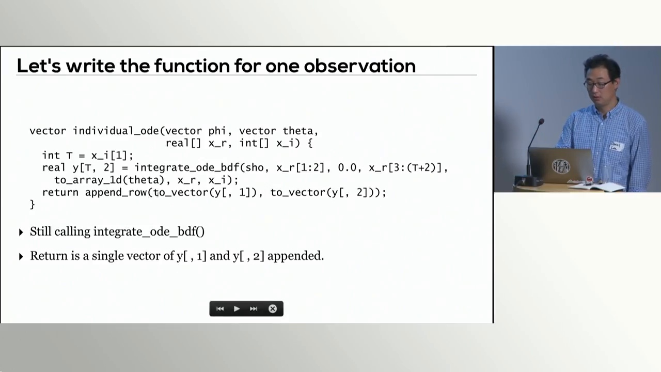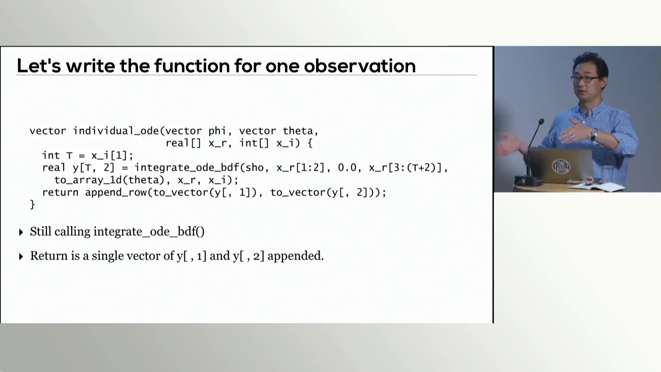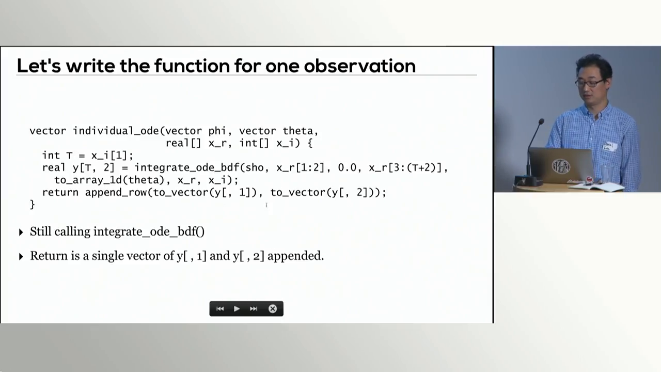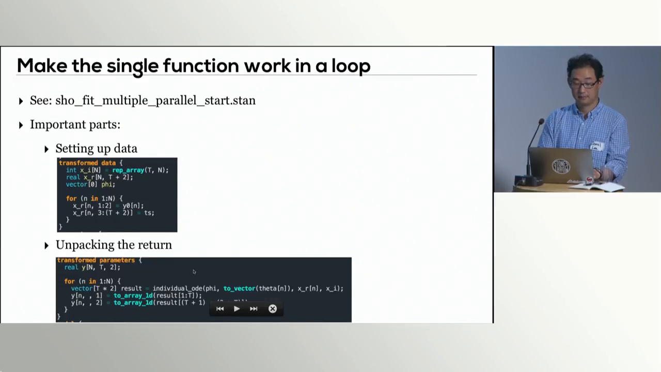And when I return, I'm going to take the output that I'm used to, this real y_t, slice off the first column and change it into a vector, slice off the second column, change that into a vector, and append them together. So it's one long vector with the first set of elements, then the second set of elements. I could have done this in any number of ways. I could have done row by row. I could have gone backwards if I wanted, but to me this makes sense, so that's what I did. You'll notice that we're still calling integrate ODE BDF in here, and the return is a single vector.